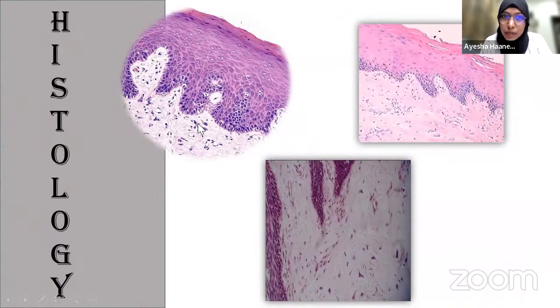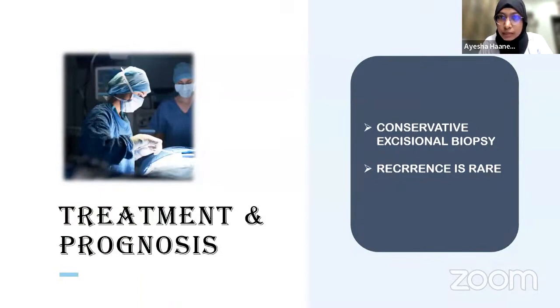And dense, deeper connective tissue was present with focal inflammatory cells around the blood vessels. Based on these features, a final diagnosis of giant cell fibroma was given. And coming to the treatment, complete excision was performed in both the cases, and recurrence is rare in general.